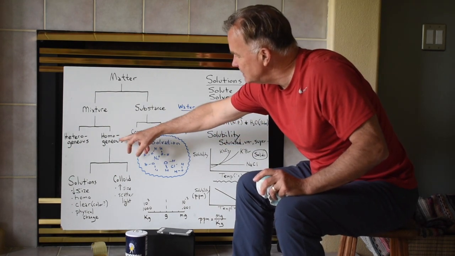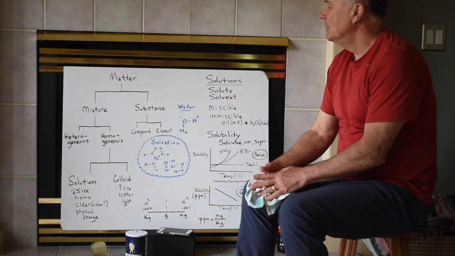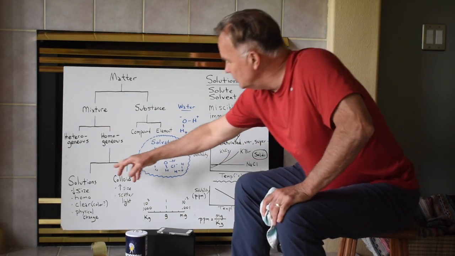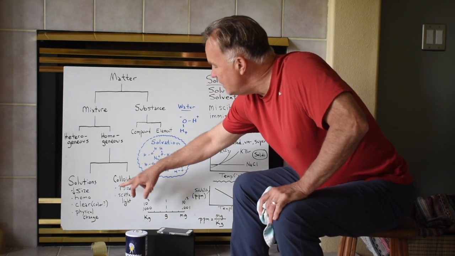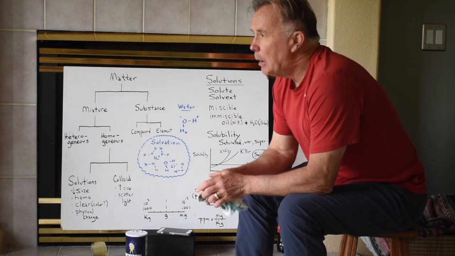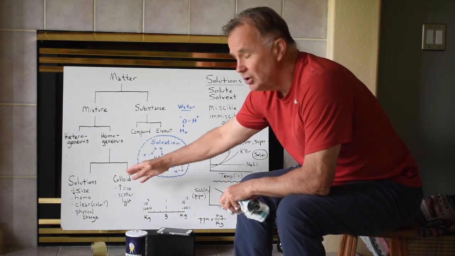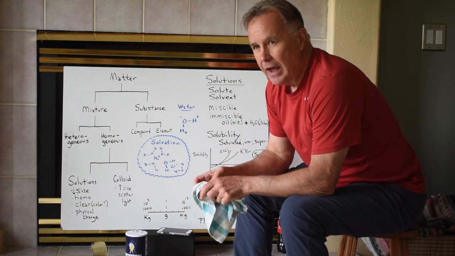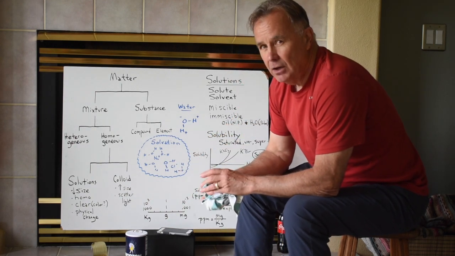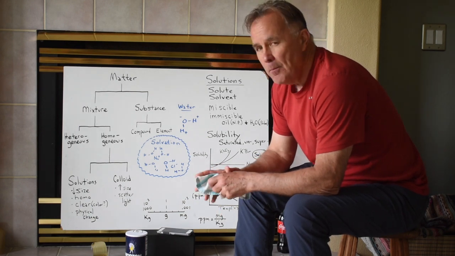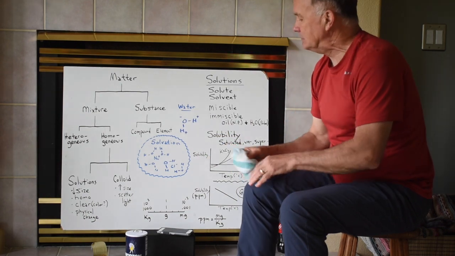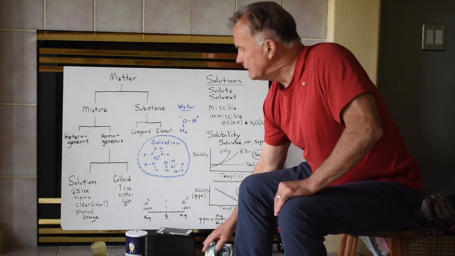Homogeneous means evenly spread. So a homogeneous mixture could be either a solution or a colloid. Now, colloids are made up of a solution in which the particles that are dissolved are a little bit bigger in size and they scatter light. So substances like milk, jello, fog, those would be considered a colloid because they're big, they scatter light. They would be translucent.